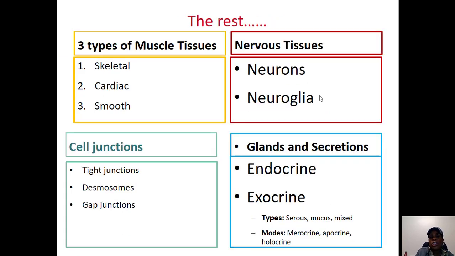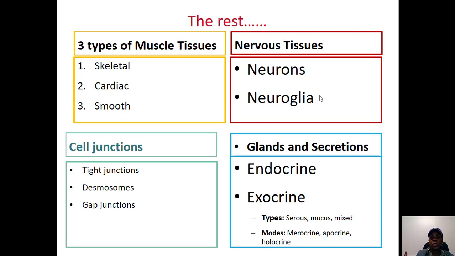Then the rest of the tissue will be either the muscle tissue or the nervous tissue. Now, the muscle, we have three types of muscle: skeletal muscle, cardiac muscle, smooth muscle. The skeletal muscles are the muscles that are attached to bone. That's why we call them skeletal. The cardiac are your heart muscle, and the smooth muscle are the muscles in hollow organs, like your stomach, your esophagus, things that have things inside that can be moved, or your blood vessels.